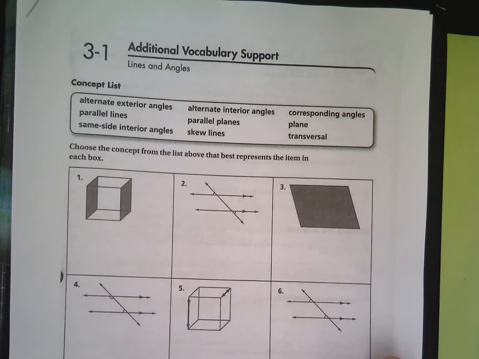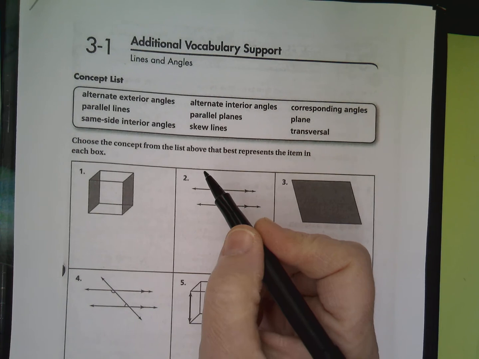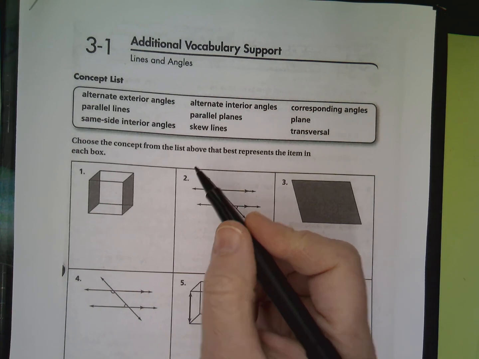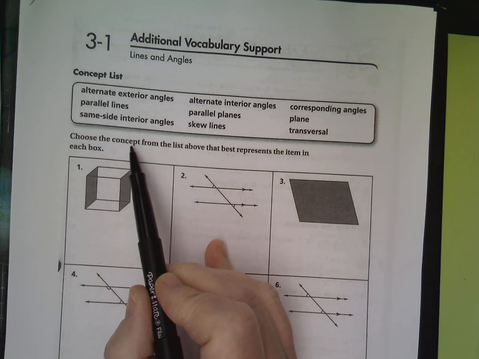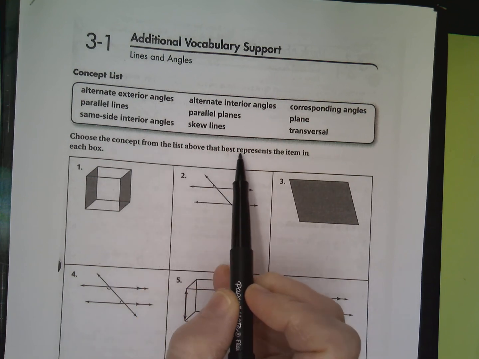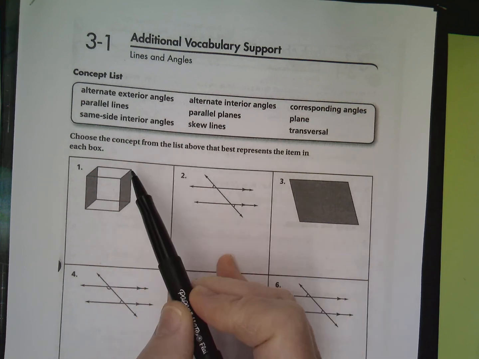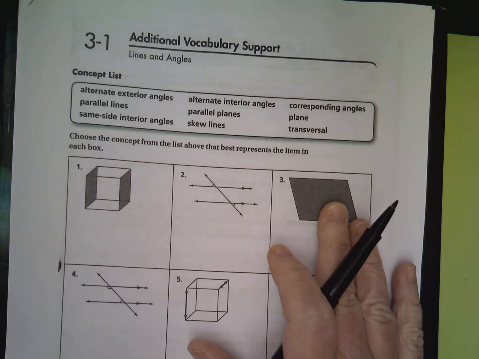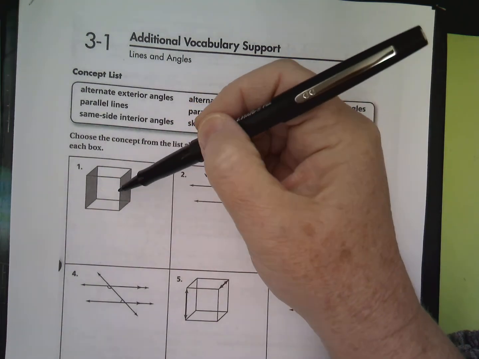Hey, this is lesson 3-1 for geometry. We're going to talk about lines and angles. It asks you to choose the concept from the list above that best represents the item in each box. In this first box, they are focusing on these two shaded areas.